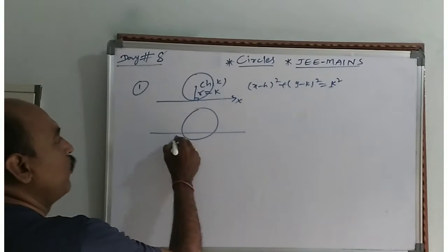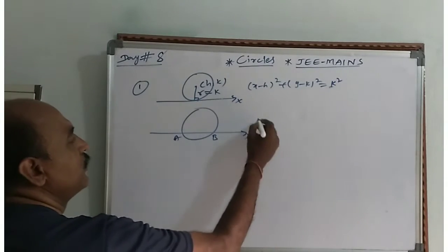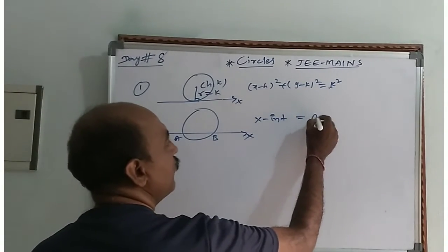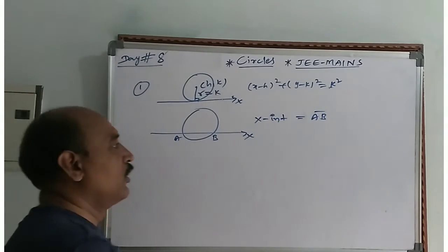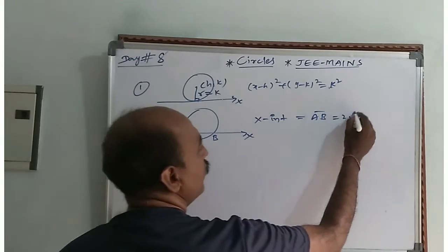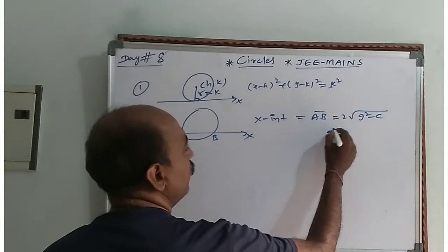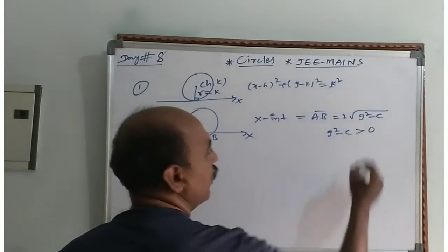Next, here the circle is intersecting the line at 2 points. This is the x-axis. So the x-intercept is AB, which is equal to the length of the chord AB. Here the x-intercept is equal to 2 into under root g square minus c. So here g square minus c is always greater than 0.